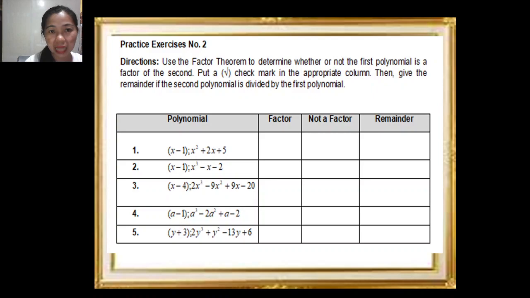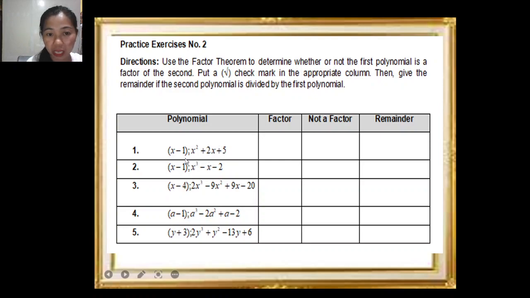Etong sunod na activity, use the factor theorem to determine whether or not the first polynomial is a factor of the second. Put a check mark in the appropriate column. Then give the remainder if the second polynomial is divided by the first polynomial. So, anong ibig sabihin? Yung first polynomial, itong binomial, i-check mo, iti-test mo kung siya ba ay factor nitong x squared plus 2x plus 5.